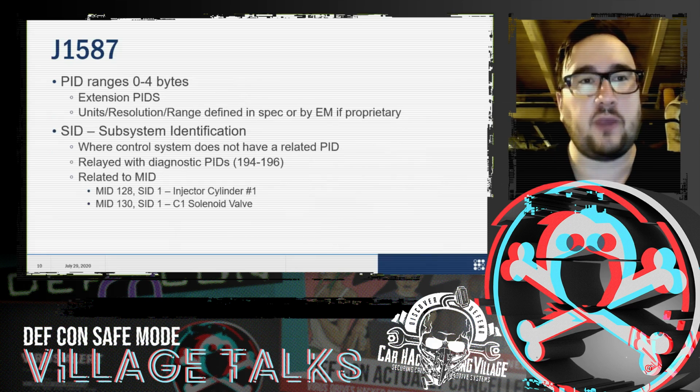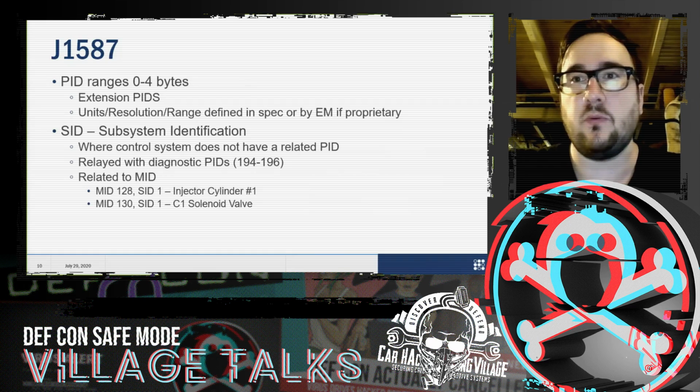So the PIDs range from 0 to 4 bytes. And the unit's resolution range will be defined in the spec or by whoever is sending them out. So one engine manufacturer could say the PID for oil pressure is 1 PSI per bit, or another one could say it's 5. So it just depends on the manufacturer for that PID.